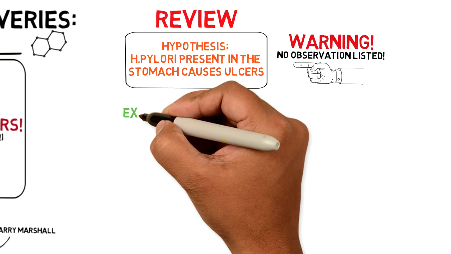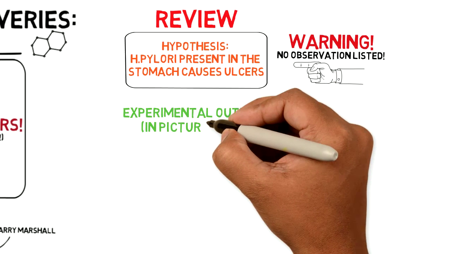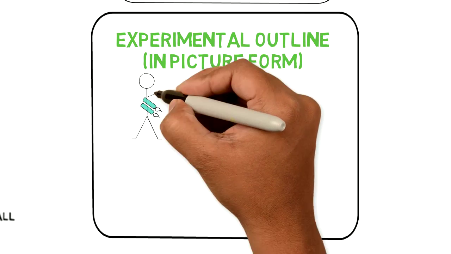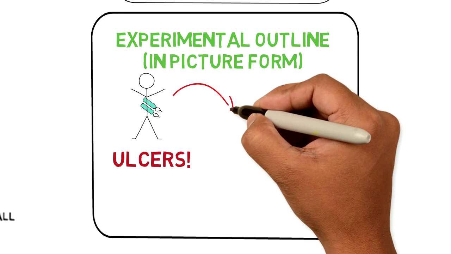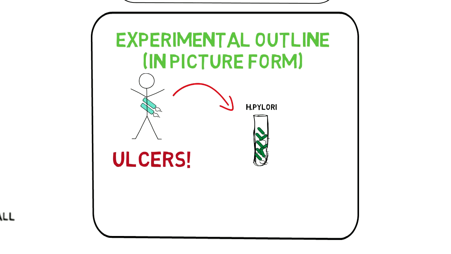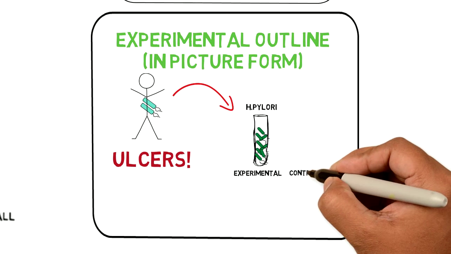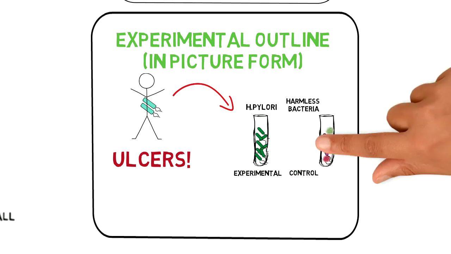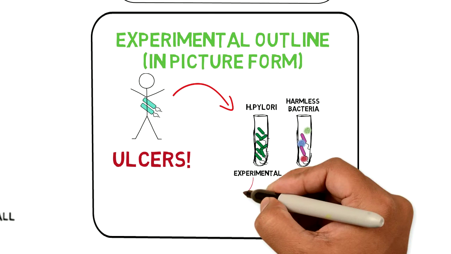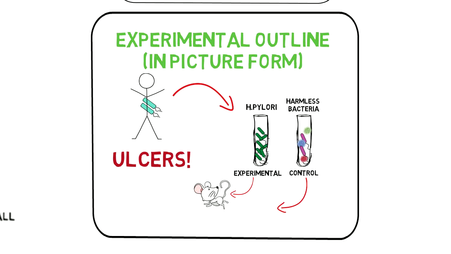In the last module, you were tasked with creating an experimental outline. Here's what you came up with. For your experiments, H. pylori taken from humans with ulcers would be grown in the lab. These samples would become your experimental samples. For a control sample, you agreed to use harmless bacteria. Both samples will be implanted into two sets of mice, your experimental group and your control group.